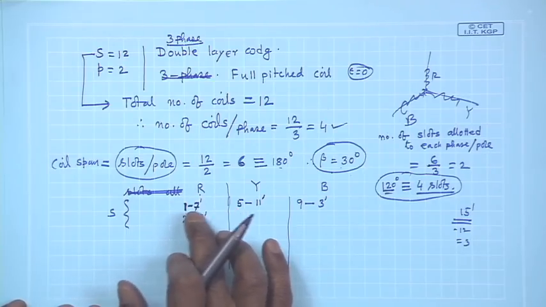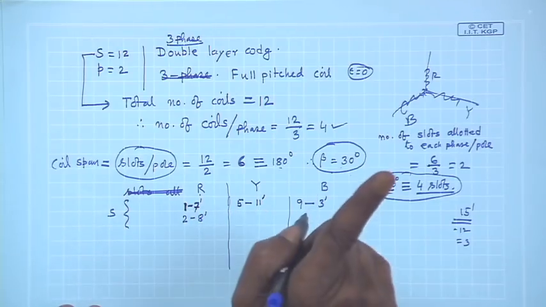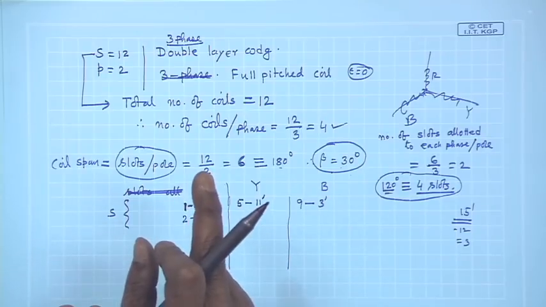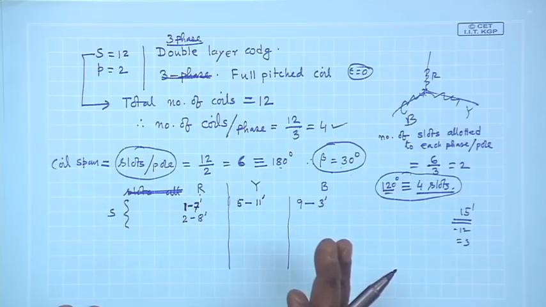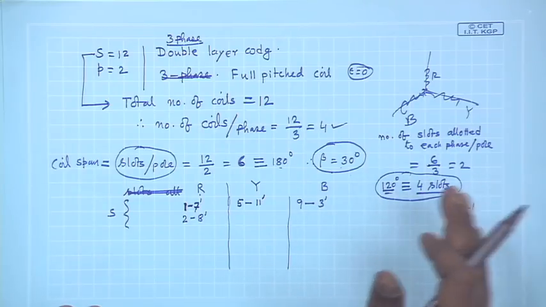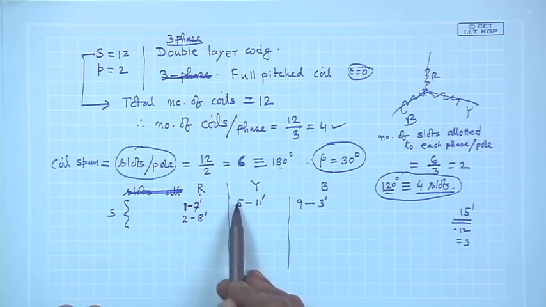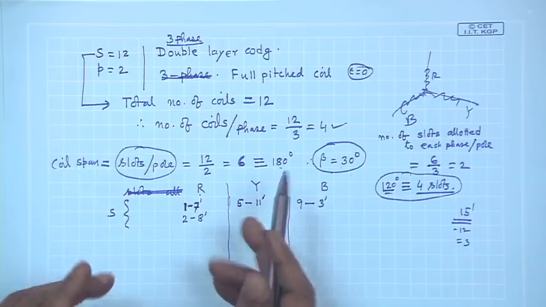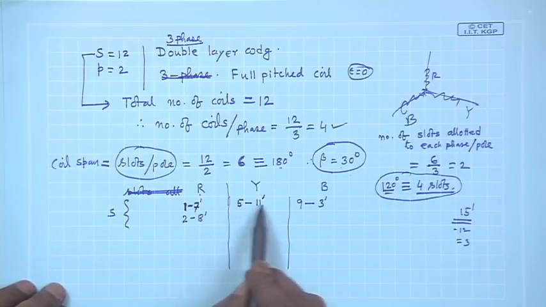So 1 7 dashed is the first coil of R phase, then the first coil of Y phase must start. There should be a shift of Y phase by 120 degrees electrical, and 120 degrees electrical is equivalent to 4 slots. So, you add 1 plus 4, you get 5, but the coil span, each coil is identical. We are calling them by different names, that is a different thing, but the coil span is 6 only. So, it will be 5, 11 dashed.